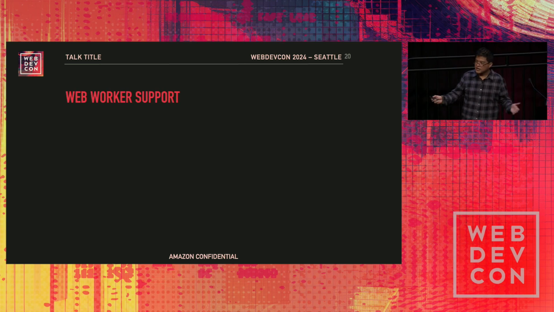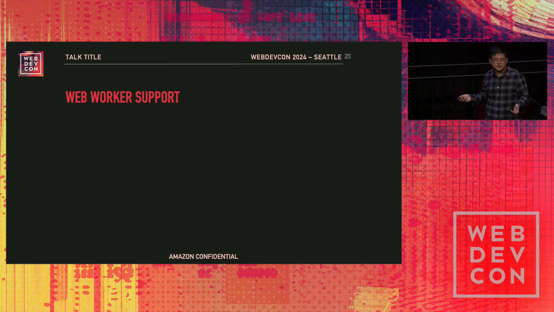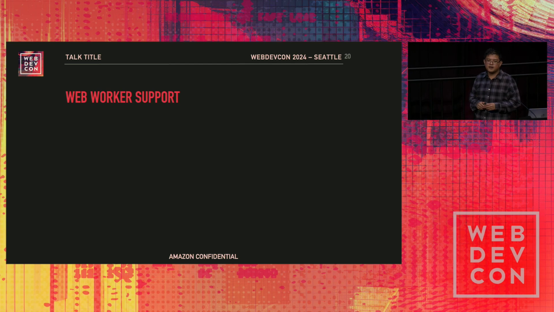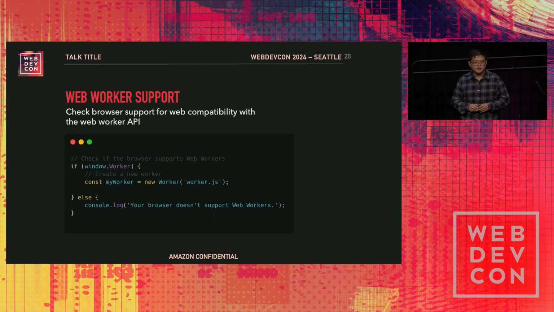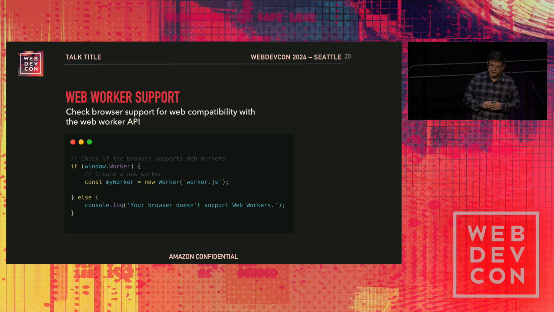We can also check if our browser supports worker operations. Most browsers currently do, but as a sanity check, it's good practice to check if the worker exists in the context of our window API. And this is an example of how we can check it.